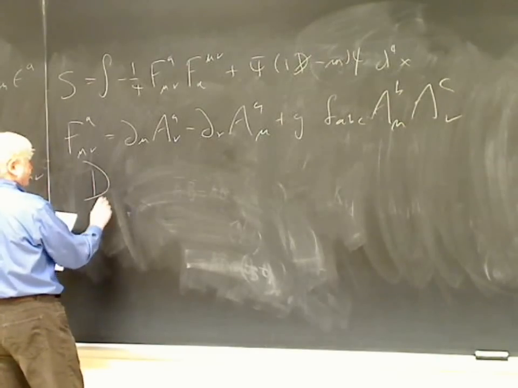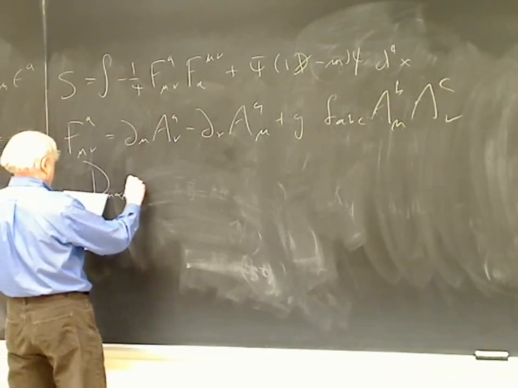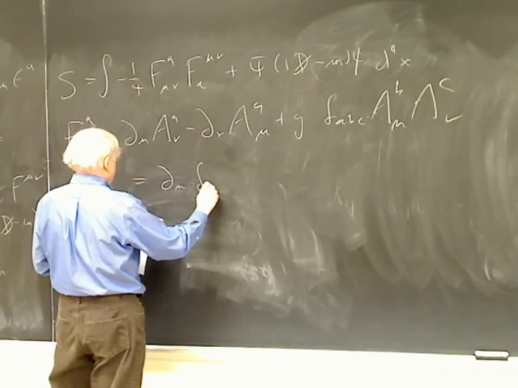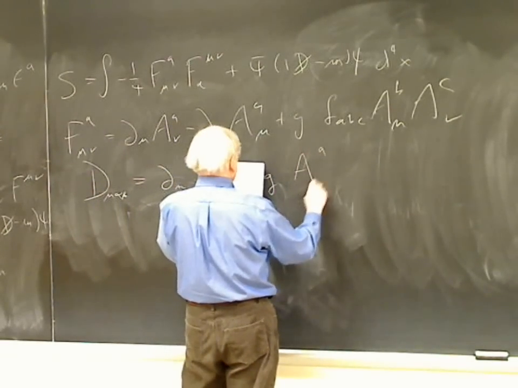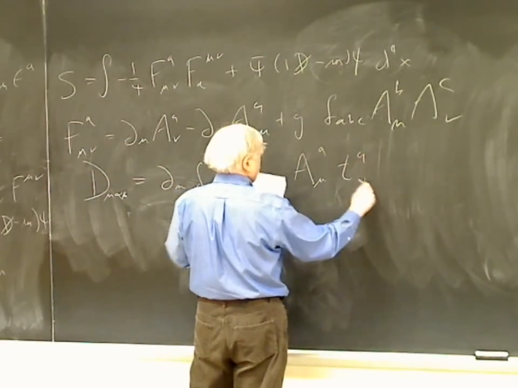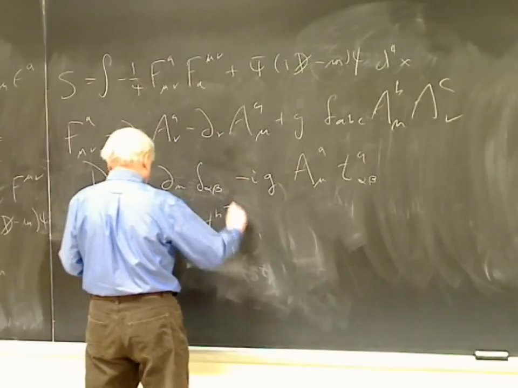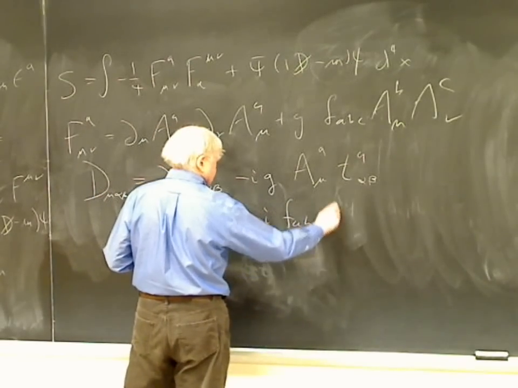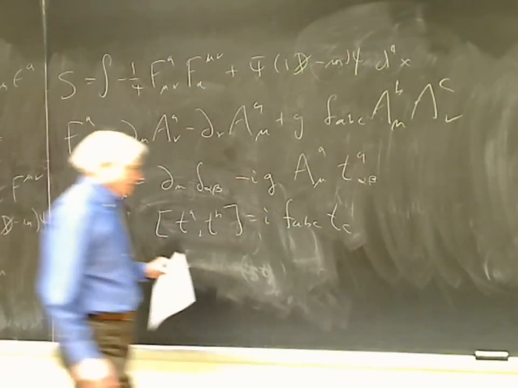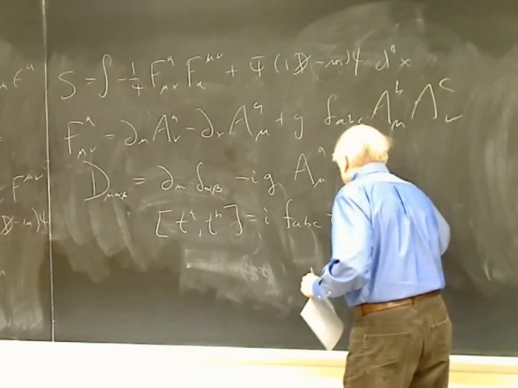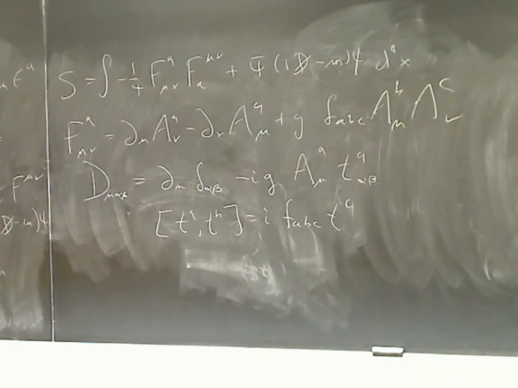This d mu is actually a matrix, and it's d mu delta alpha beta minus I g A A mu T A alpha beta, where the T's are the generators, so you have T A, T B commutator is I f A B C T C. Whoops, I somehow have upper indices. For compact non-abelian groups, there's no point in raising and lowering the group indices.